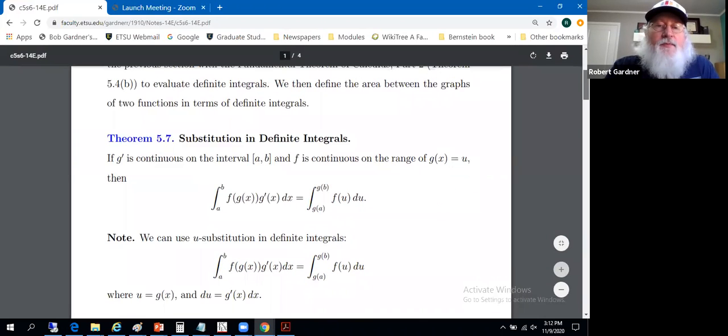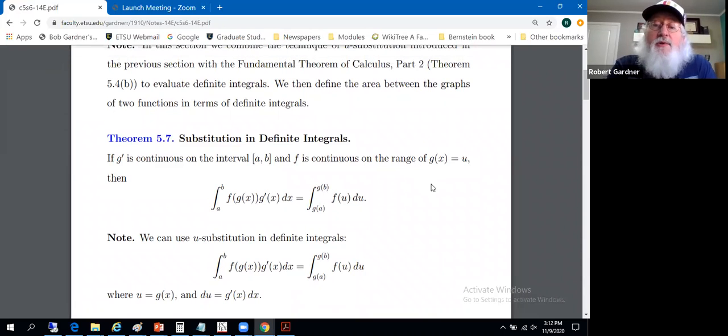And the theorem that introduces the U substitution to definite integrals simply has to deal with the bounds. It says, if g prime is continuous on the interval [a, b] and f is continuous on the range of g(x), call it u, then we can write the integral from a to b of f(g(x)) g'(x) dx as an integral with a lower bound of g(a), an upper bound of g(b), f(u) du, where the u represents the g(x) function. So all we've done is change variables.